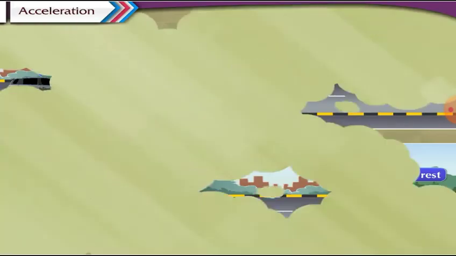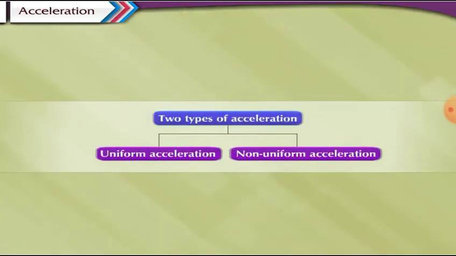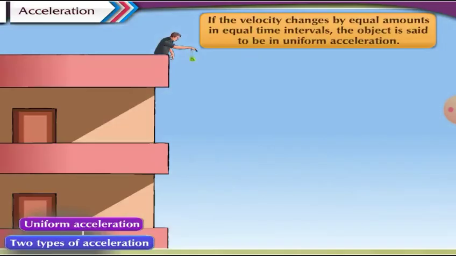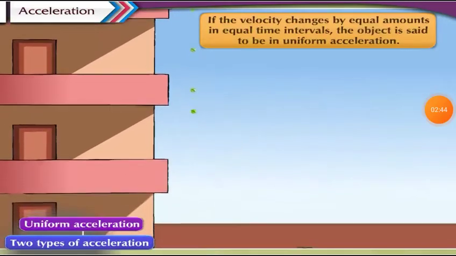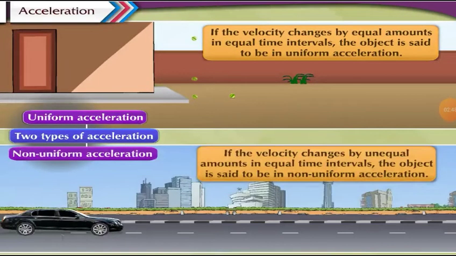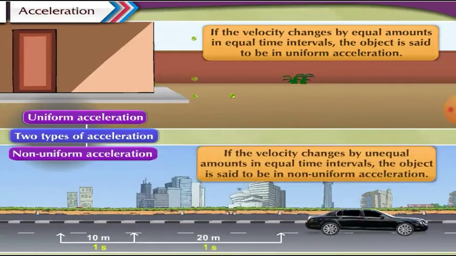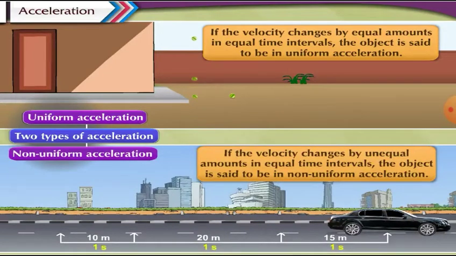An object in motion can have two types of acceleration: uniform acceleration and non-uniform acceleration. If the velocity changes by equal amounts in equal time intervals, the object is said to be in uniform acceleration. If the velocity changes by unequal amounts in equal time intervals, the object is said to be in non-uniform acceleration. Come, let us understand more about acceleration.